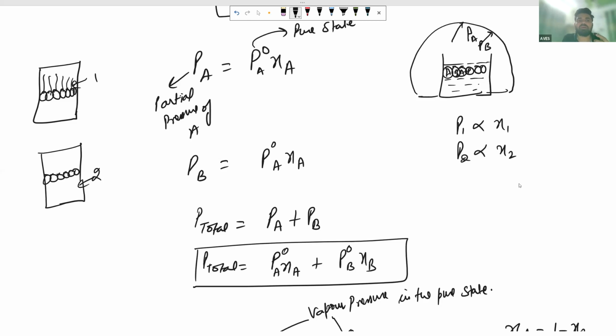Yes, it will also exert. And here B will also evaporate, only B particles, the second particle. It will also evaporate. So when it is in pure state, its pressure can be calculated. The pressure it exerts is known as P1 naught, and the pressure the other exerts will be known as P2 naught.